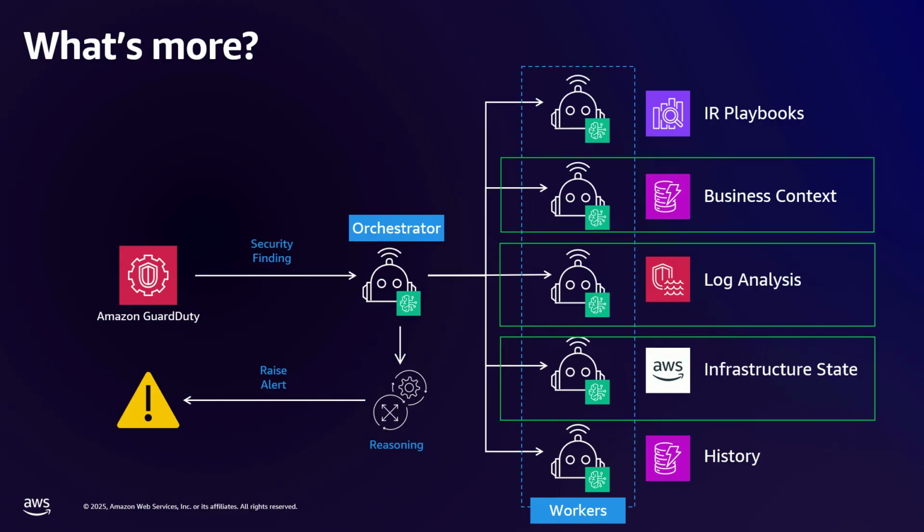You could keep this as simple as possible. You have an alert type, GuardDuty, unauthorized access, EC2, whatever. Very simple lookup in a DynamoDB table or whatever, and then you get a playbook. But what's more interesting is the kind of semantic search that you could do.